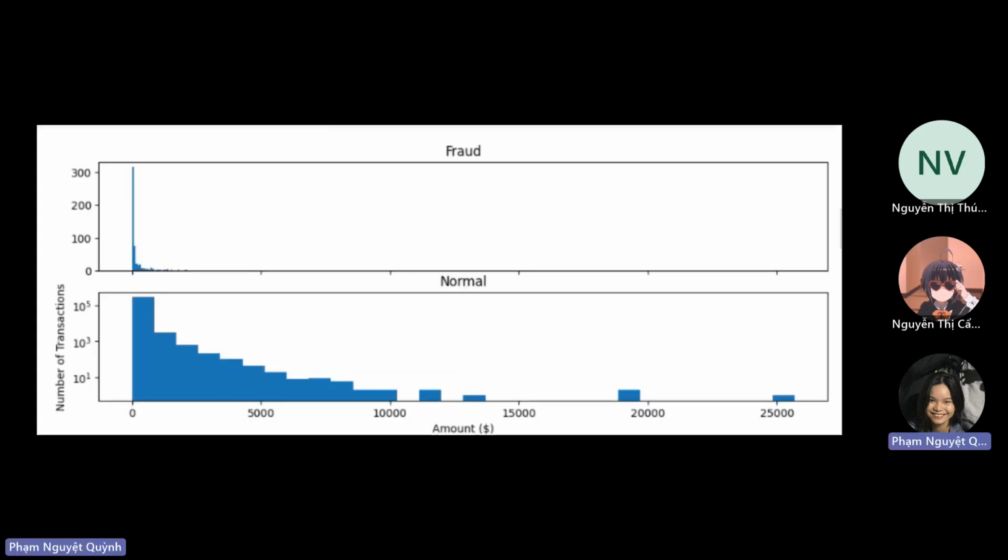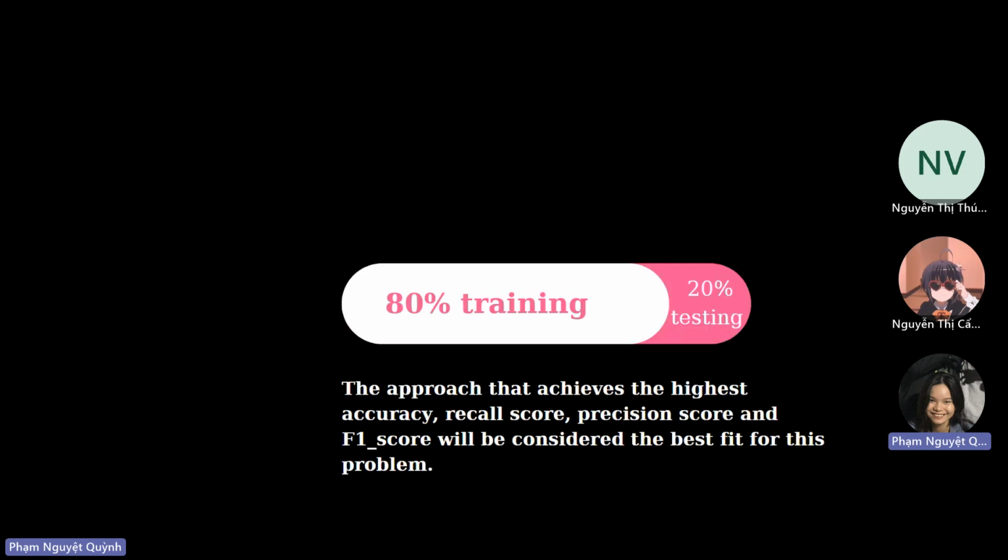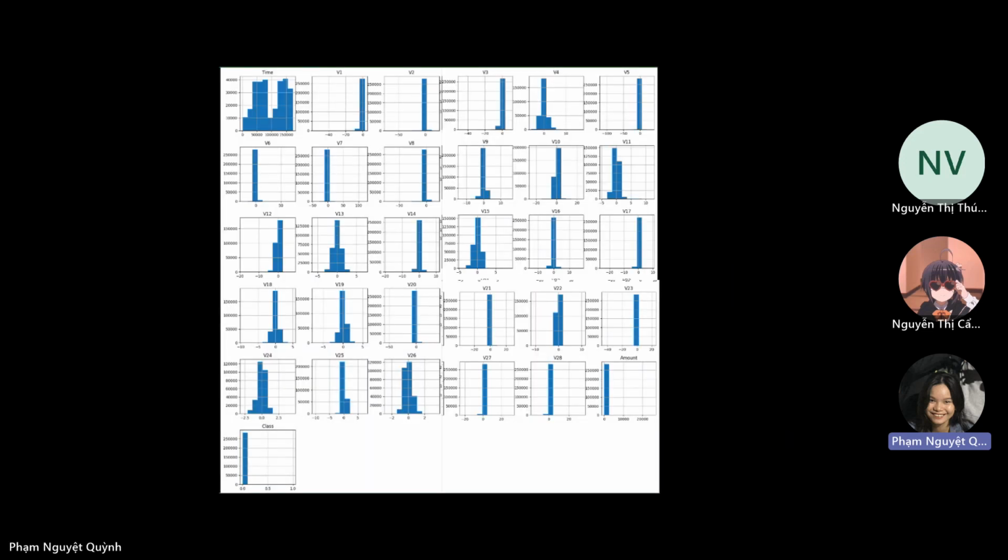The dataset will be divided into a training set and a test set with 80% of the data allocated to the training set and 20% to the test set. The model is constructed using four different machine learning approaches. The approach that achieves the highest accuracy, recall score, precision score, and F1 score will be considered the best fit for this problem. For each input variable, a histogram is constructed to show its distribution.